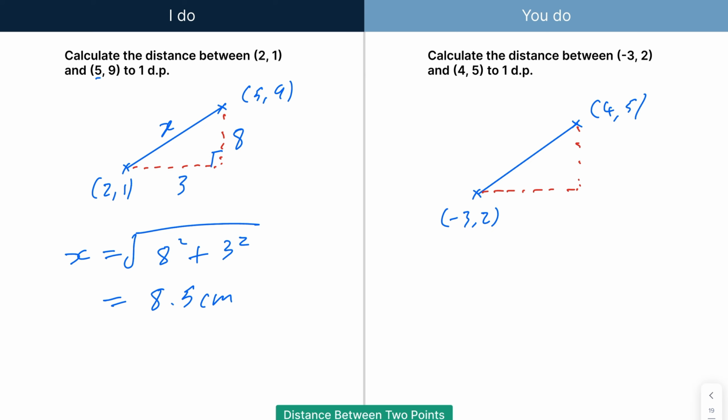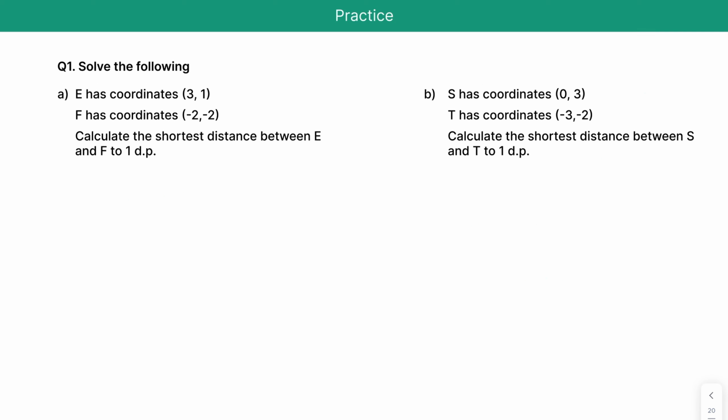We are going across from minus 3 to 4, so we're going across by 7. They're going up by, not 1, sorry, they're going up by 3 from 2 to 5. We can just call the missing side X again. Then that is just going to be the 2 added together because we're looking for the longest side. So that is just going to be root 7 squared plus 3 squared, and that gives me 7.6 to 1 decimal place.